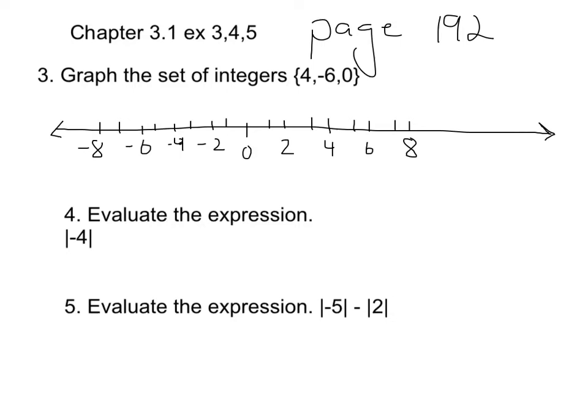So now we are on chapter 3.1, examples 3, 4, and 5, and I'm going to do all of those in this one video. Okay, so example 3, it says graph the set of integers 4, -6, and 0.